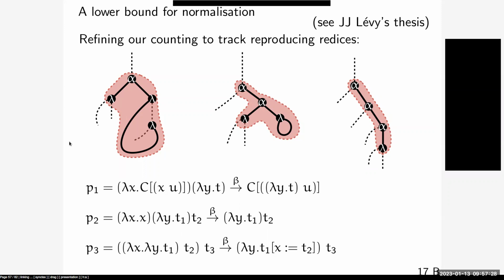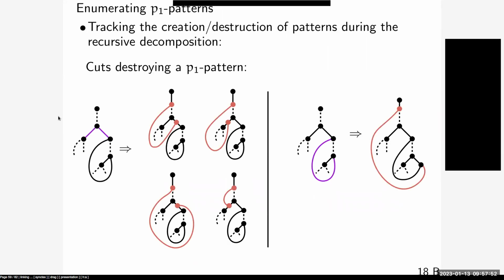And so all three families of patterns here have this property of reducing one of their members gives us a new redex back. And so our trick now is to follow through the same process, the same strategy I described for you in the beginning of tracking the creation and the destruction of these patterns during the recursive decomposition I showed you before. And so here again we have the same kind of approach, right? We consider what happens when you cut inside your term.